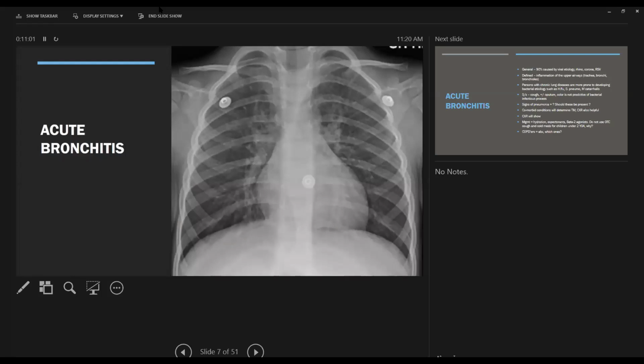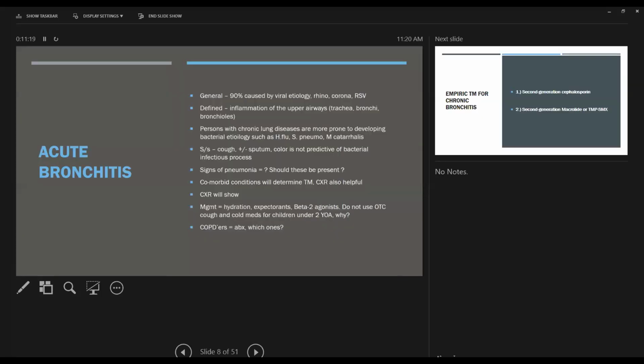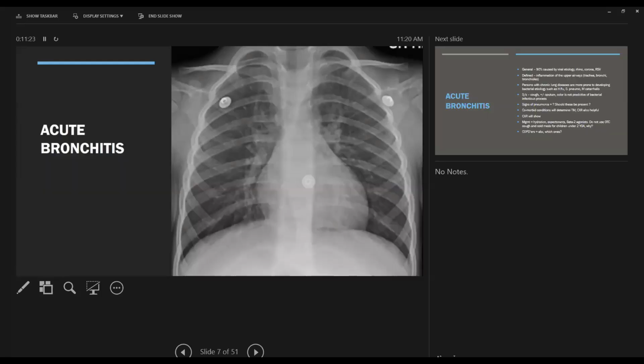Acute bronchitis. So this is a chest film of acute bronchitis. These are the bronchioles. They are infected and inflamed. So the way that we define this term is inflammation of the bronchus. So in general, 90% of this inflammation, this is a chest x-ray of a viral bronchitis. There is no pneumonia here, not even a parahilar pneumonia.